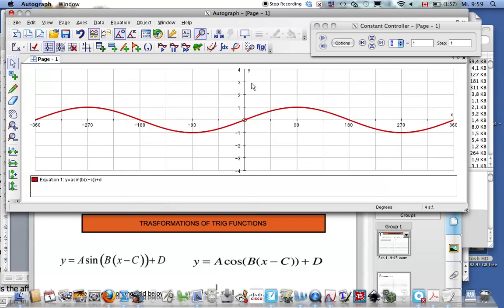And we're going to take a look today at transformations of trig functions, okay? I'm going to take you through the different transformations of the sine curve, but just so that you know, the transformations for the cosine curve are identical, exactly the same, yeah? So the first thing that you need to know is how to graph y equals sine x.